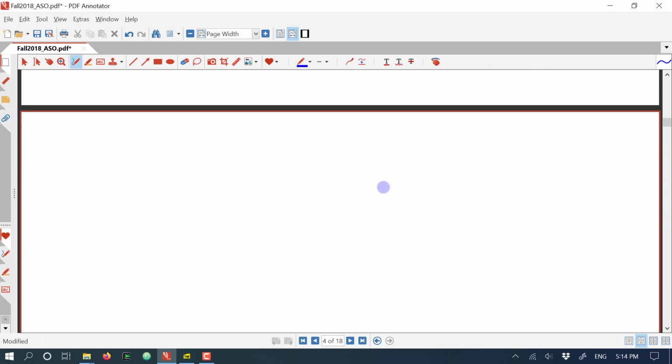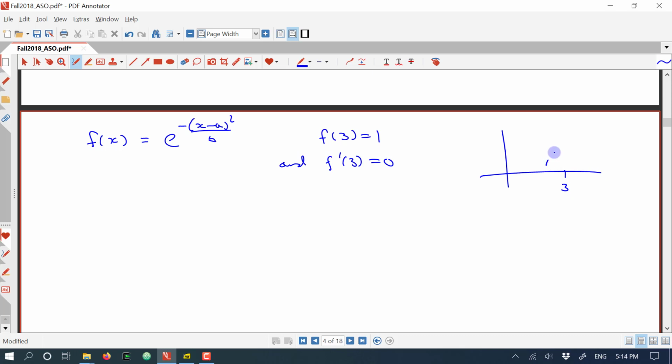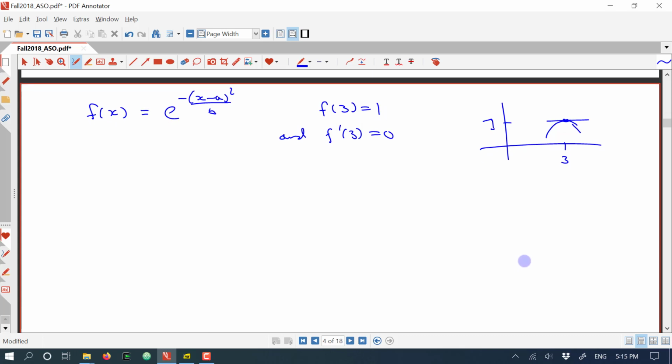So first off, I've put a little more room here so we can navigate. We have our function, which is e to the negative (x minus a) all squared over b. And we know that f of 3 is 1. And we also know that f prime of 3 is going to be 0, because we were told that there's a global max for the function at that point. And of course, if there's a global max there and the function is continuous, then we're going to have a critical point there. The slope is going to be 0. So let's see how these two pieces of information play out into information about a and or b.